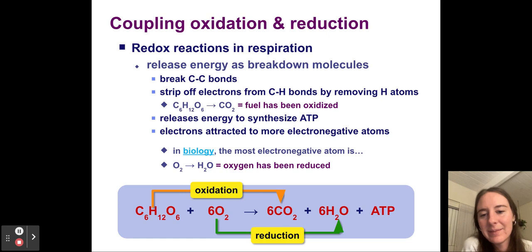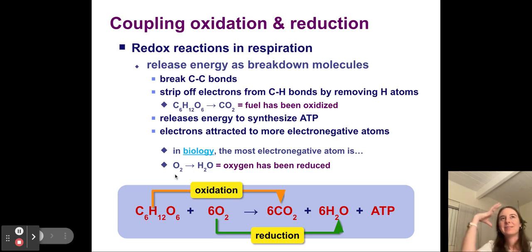Okay. Electrons are more attracted to electronegative atoms. Ooh, what does that mean? Well, thinking about chemistry class, thinking about our first unit, some atoms are more electronegative than others. Electronegative means they like electrons. They're electron greedy. They love electrons.